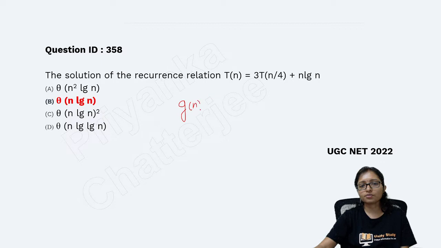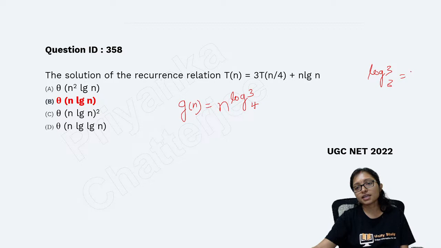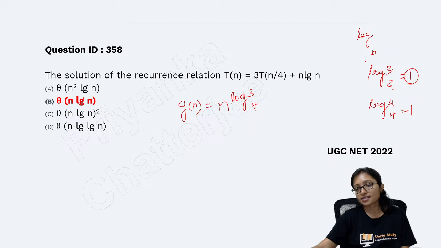Here, what will be the value of g(n)? The g(n) value is n to the power log 3 base 4. Now log 3 base 3 is 1, log 4 base 4 is 1. But for log 3 base 4, always remember one thing: when the base is the same, it is 1. When the number is less than the base, the value will be less than 1. So it will be n to the power 0 point something. It is not actually n, it is less than n.